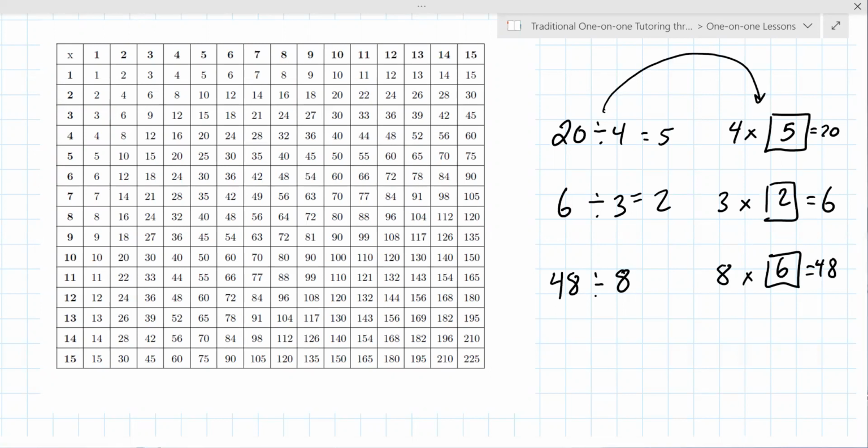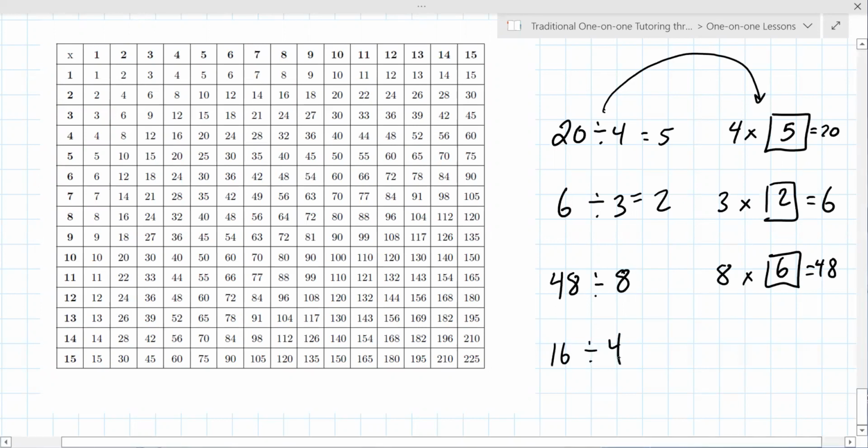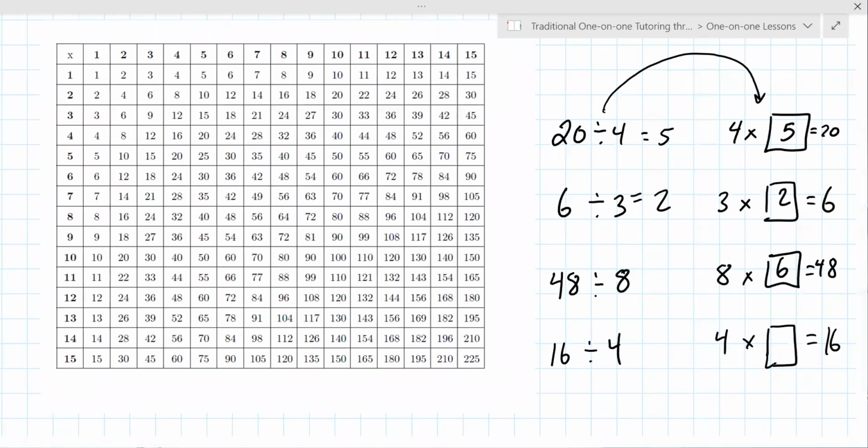Yeah. And that's how we're going to learn it. So let's do another one here. Let's do 16 divided by 4. That's 4 times some number is 16. Okay, I'll just write it down. Yeah, of course. I know I'm going a little too quickly. 4. Yes.